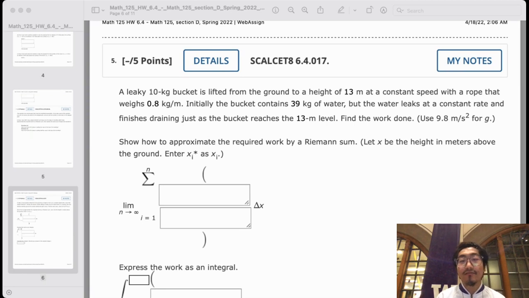So we lift the end of the rope, and the distance is y, because it's a vertical distance. For horizontal, we just call it x distance. The mass of the rope remaining, we call it m minus delta m, and it's rho, the density of the rope, times 13 minus y. That's the mass remaining on the rope. The density of the rope is 0.8 kilogram per meter.